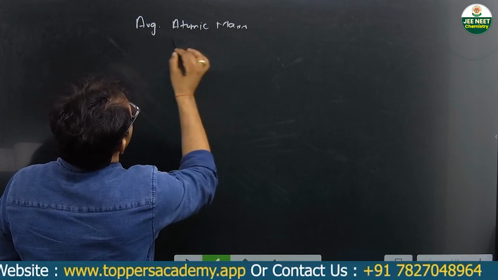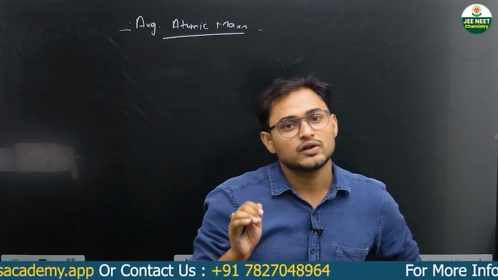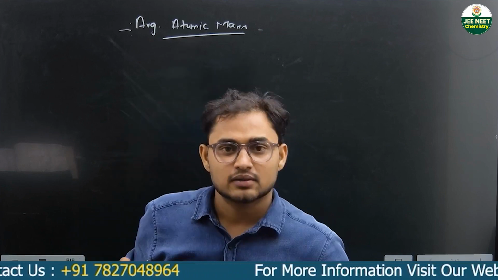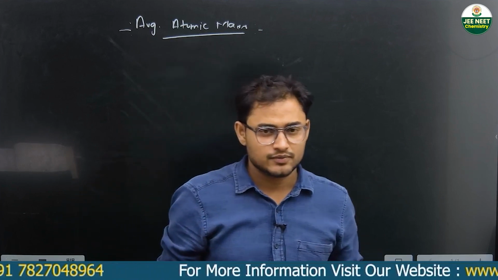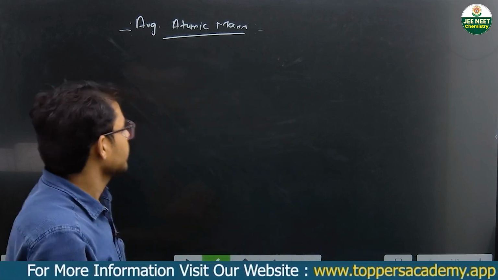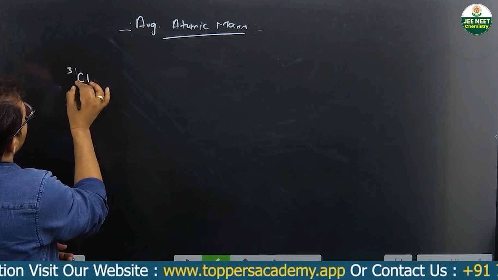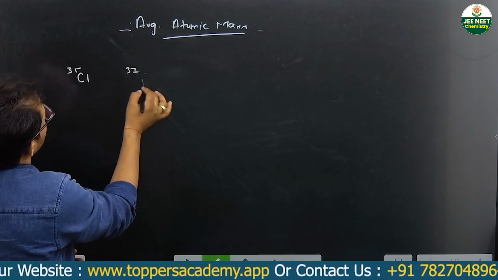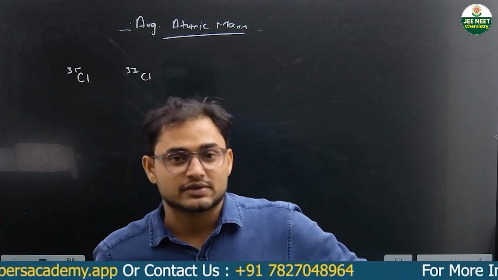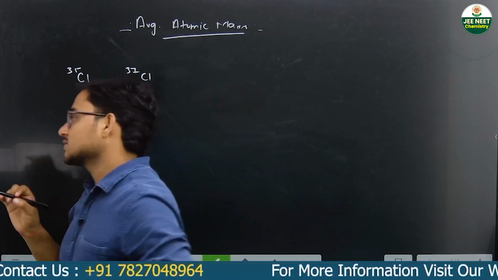My dear students, it is not the case that only one isotope is present in nature. Different atoms have their own different isotopes. For example, if I'm talking about chlorine, it is available as 35Cl and 37Cl, right? So what is the average atomic mass? It will depend on the abundance that is present, right?